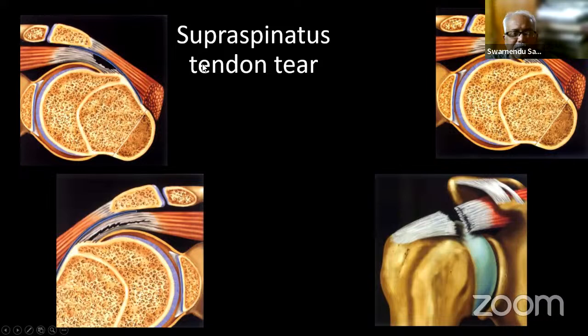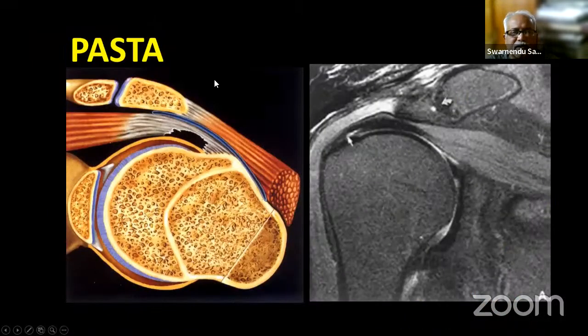Now you can classify the tear as either the bursal side tear, the complete tear, or the articular side. That is known as the ABC. A means articular side, B is the bursal side, C is the complete tear. Also sometimes, once you see there is a partial tear, that is the partial articular side tendon avulsion. So this is known as the PASTA lesion.